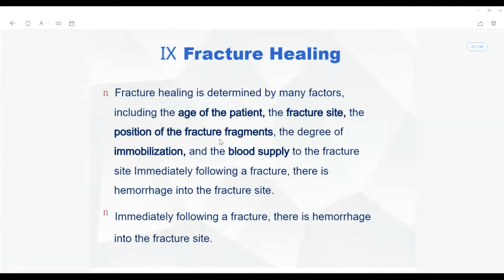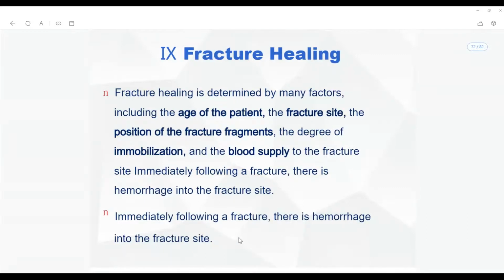Degree of immobilization. Okay, if the fractured site is frequently moved, it will be under frequent stress, it will be under frequent torsion, so there will be less healing. Blood supply. Okay, let us say if the nutrient artery is not well supplied to the area of the fracture, again the healing will be delayed. So these are the main factors that control the healing of fractures.